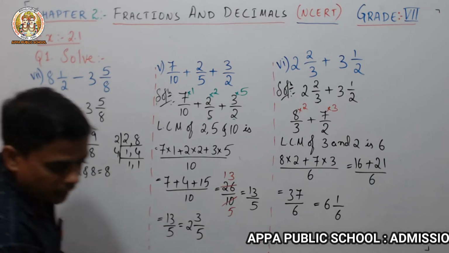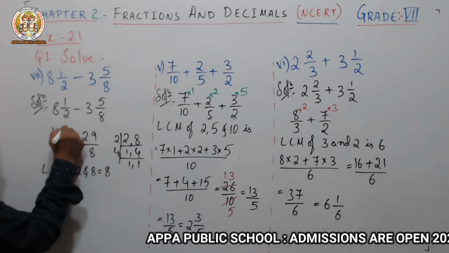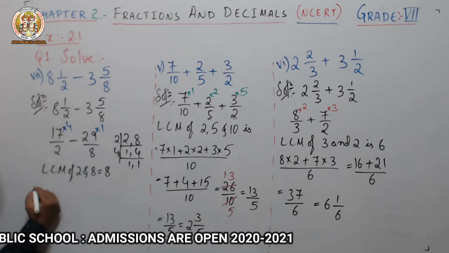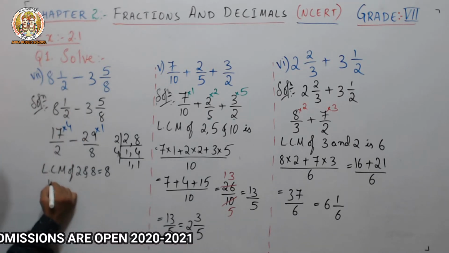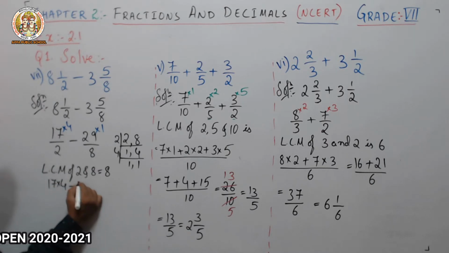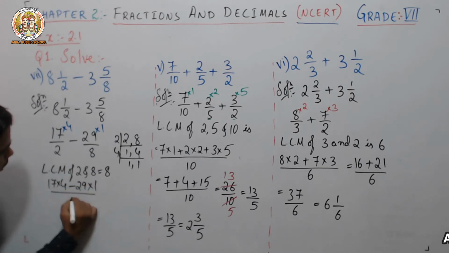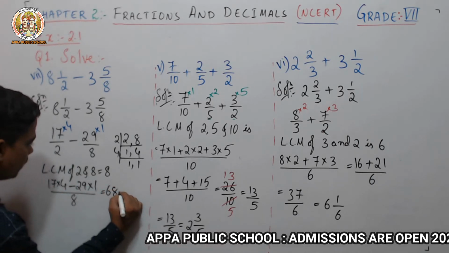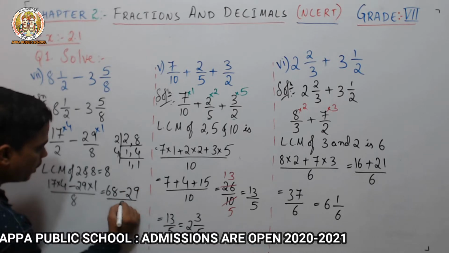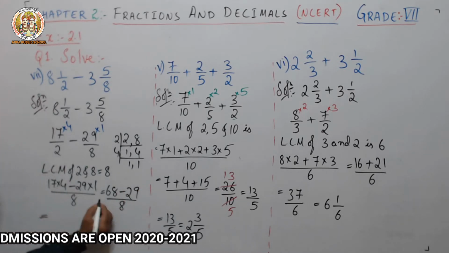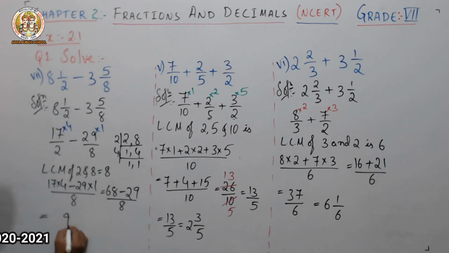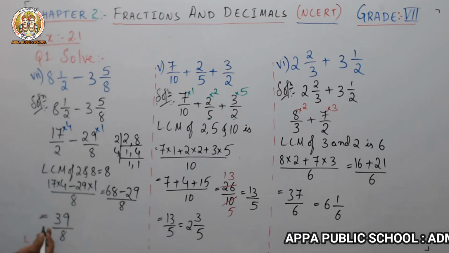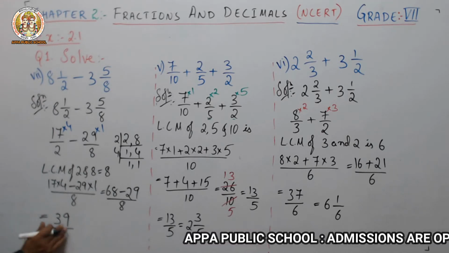So in the 2 table, how much are 8? 4s are. In the 8 table, how much are 8? 1s are. So now I will write it as 17 into 4 minus 29 into 1 divided by 8. That is equal to 17 4s are 68, minus 29, divided by 8. How much will it be? 18 minus 9 is 9. 6 minus 2 is 4, so 39 divided by 8. Can you cancel it further? No, you can't cancel, because 39 will not come in the 8 table.